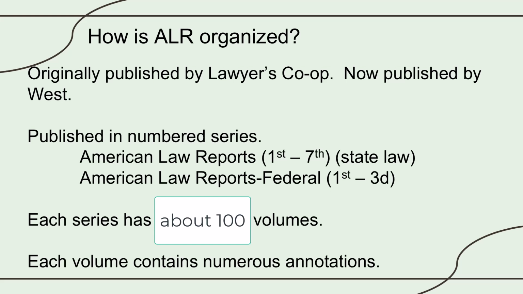Each series has around 100 volumes. I know the first series has 175. I believe the 4th series has 90, but the others are all in the vicinity of 100 or 125. Each volume contains any number of annotations. Some annotations are very short, some annotations are very, very long. So you could have anywhere from 4 to 10 annotations in a volume.